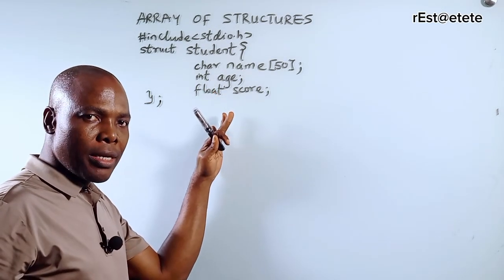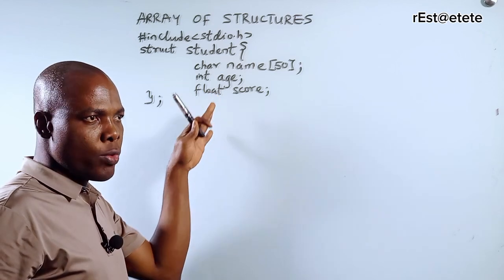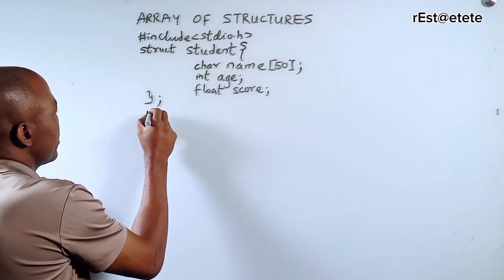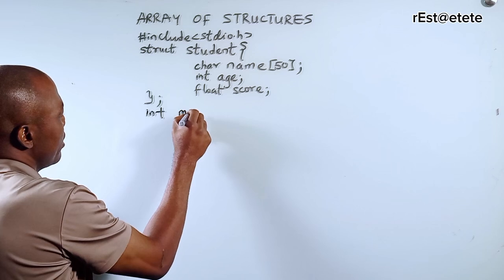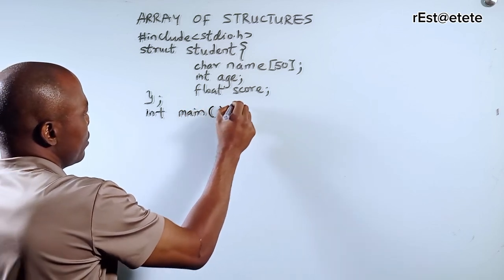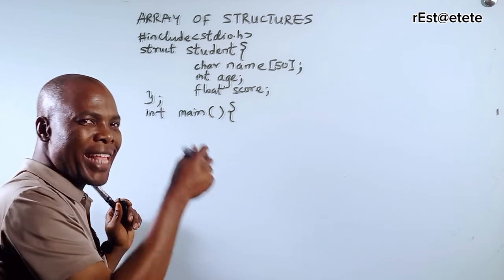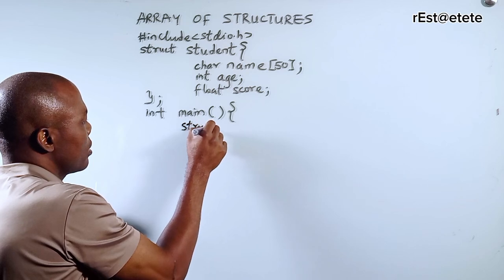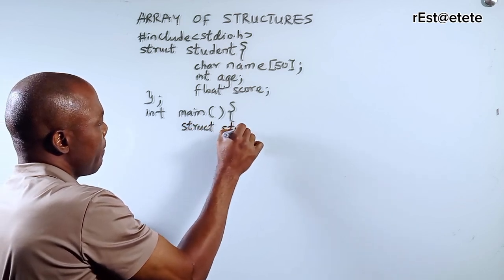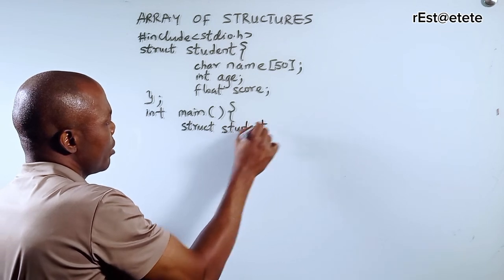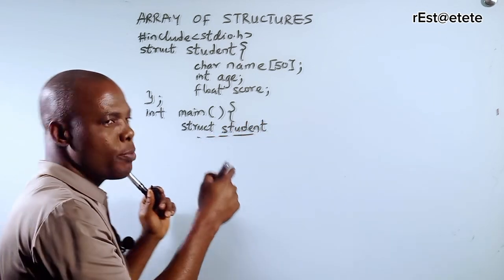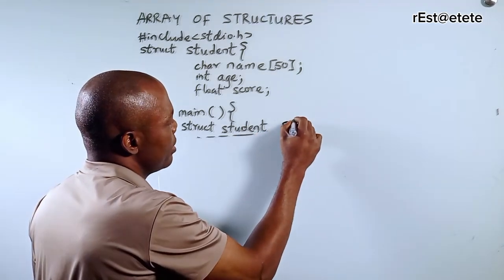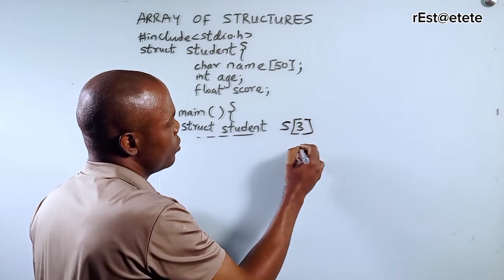Now we want to create an array for this structure. So we have like 3 students in the class. We say int main function. Inside this, we are going to declare an array for this structure. So we say struct student. This is the data type. So what will be the variable? It will be an array. So let's call it S. So S, then you have 3 for 3 students in the school.